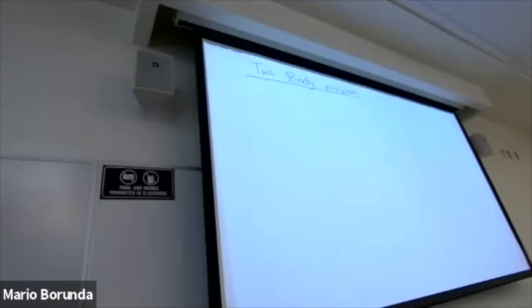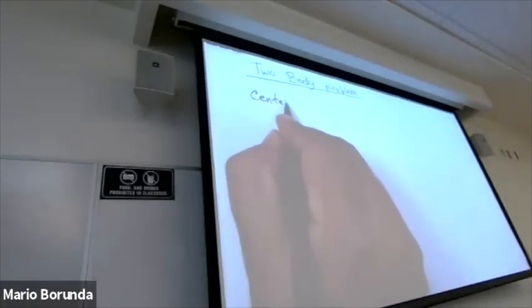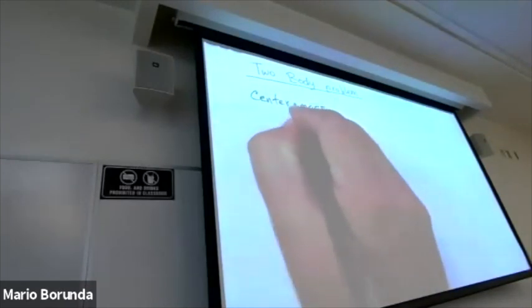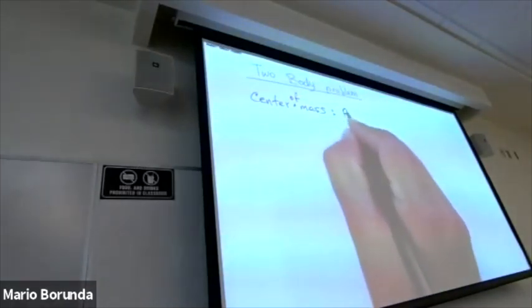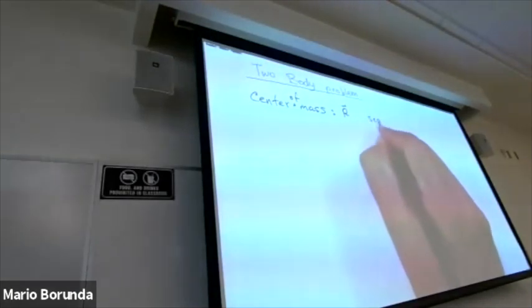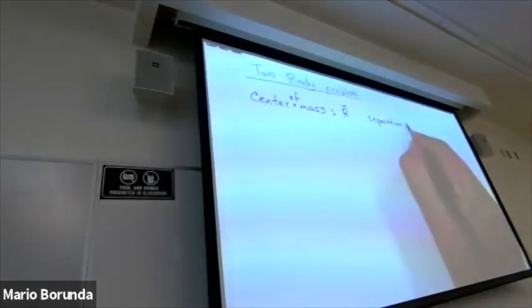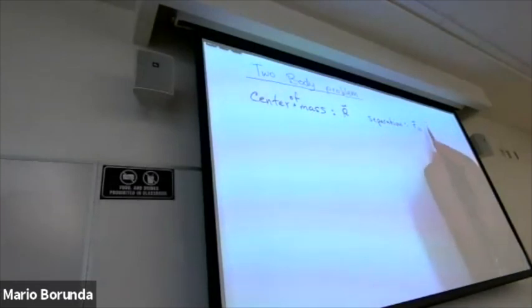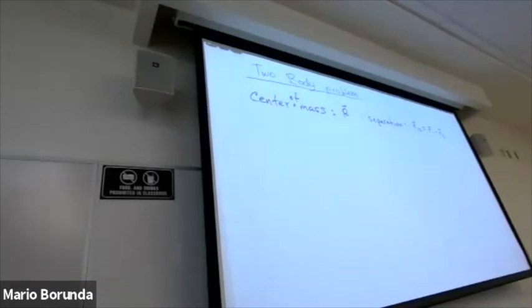And the Lagrangian is written in the center of mass coordinate. So this is this big R. And we have the separation between the two objects, which is this vector R12. And it would be this vector minus this vector. So if you have the position of the two, right? The two vector positions for the two objects that you're looking at, that will be the separation between them.